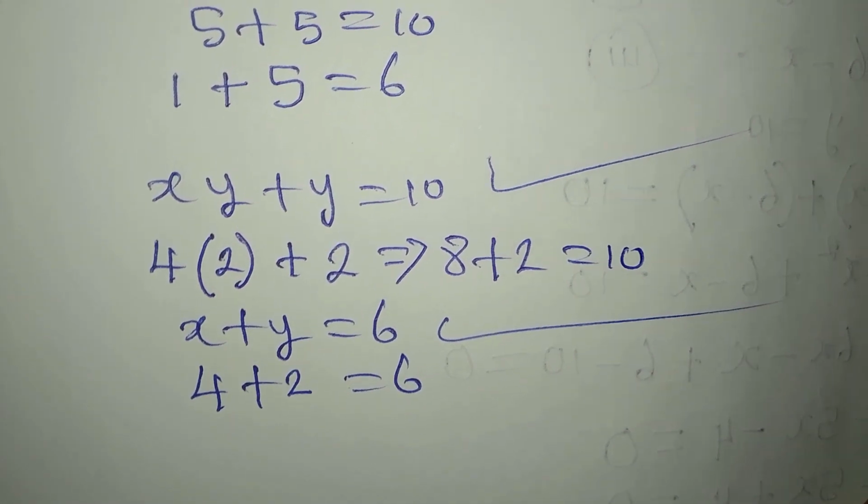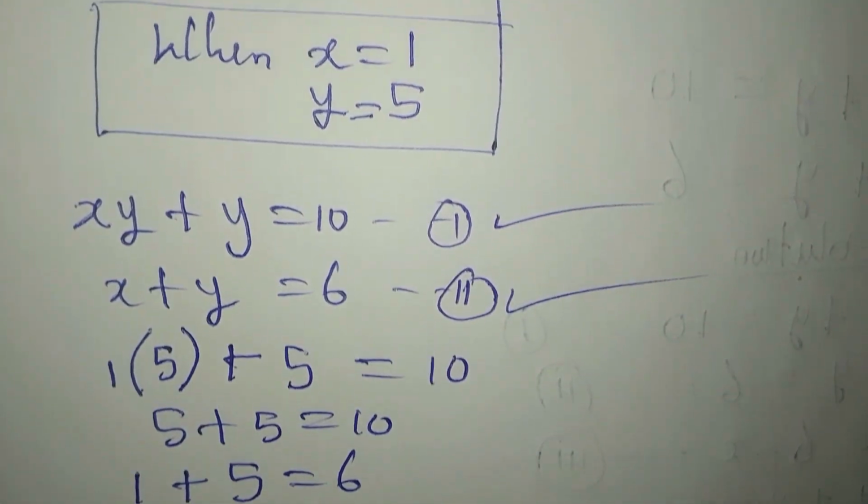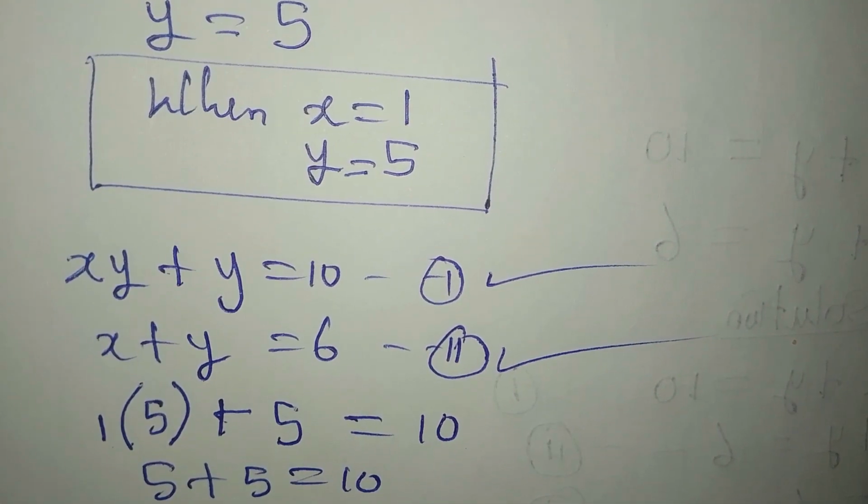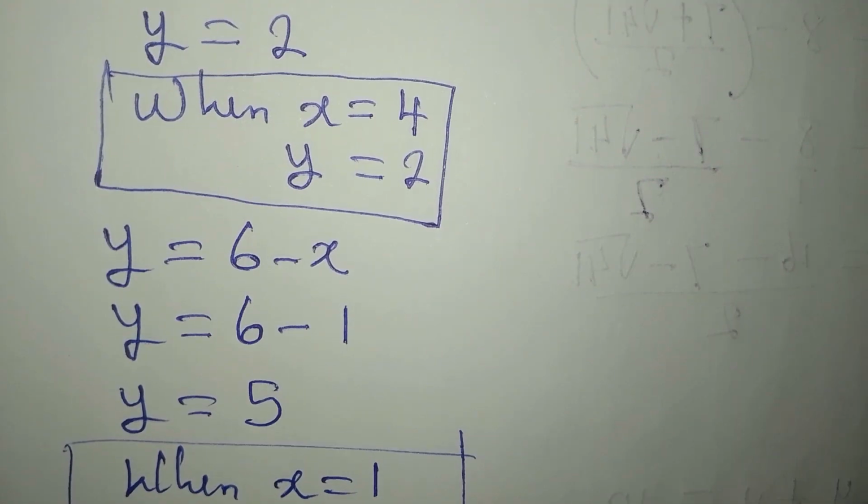So we are very correct to say that x is equal to 1 and y is equal to 5, or x is equal to 4 and y equals 2.